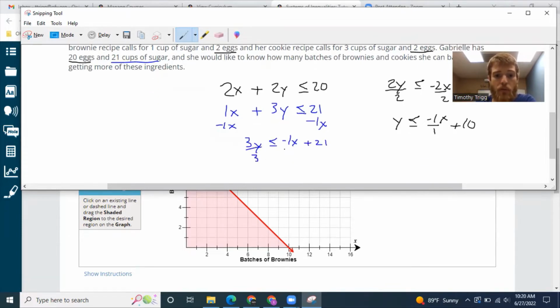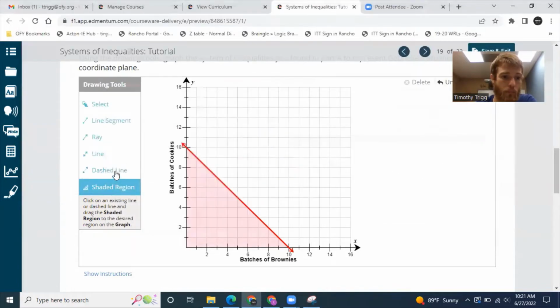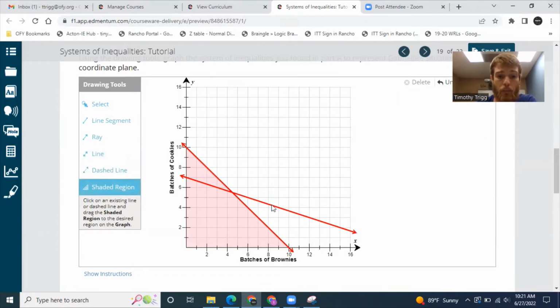Divide by 3 on both sides of the inequality in order to get y by itself. So that gives us that y is less than or equal to negative 1/3 x plus 7. So in this one's case, our slope tells us down 1 over 3, okay? And we have a y-intercept of 7. So we want a solid line once again, start the y-intercept at 7, down 1 over 3, and once again, it was less than or equal to. So once again, we're going to shade below.